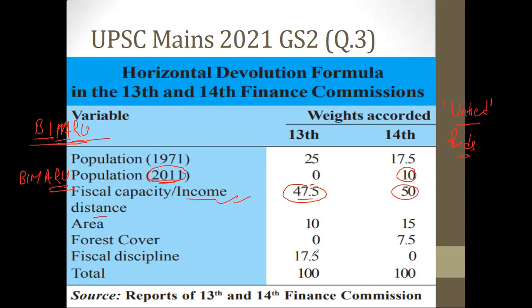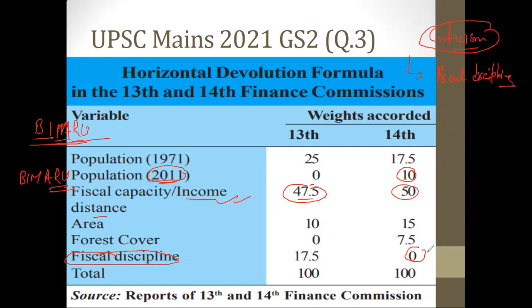Now, most of the people who write all these things will not write the criticism part, that there are some issues also with 14th Finance Commission. If you write the criticism part, your answer is almost complete, you will get good marks. So what is the criticism part here? The criticism part here is fiscal discipline. You see here, there is one term, fiscal discipline: how much taxes states are collecting, etc. That fiscal discipline part, you see here, they have made it 0.